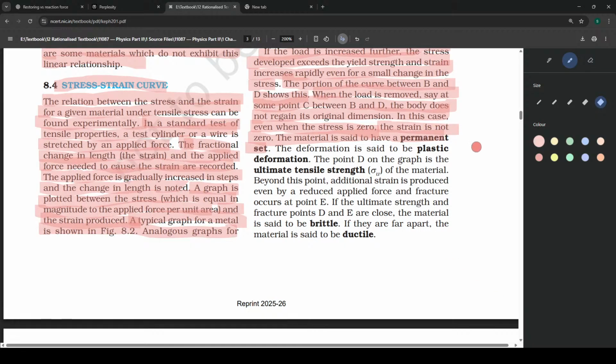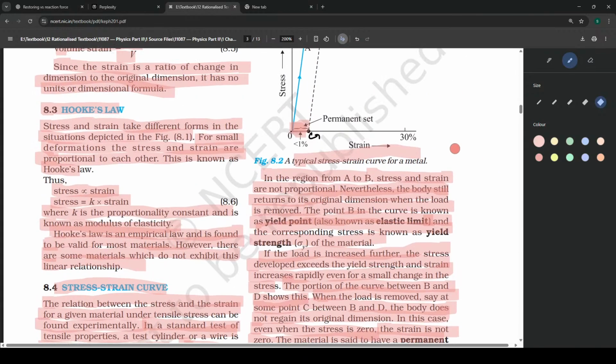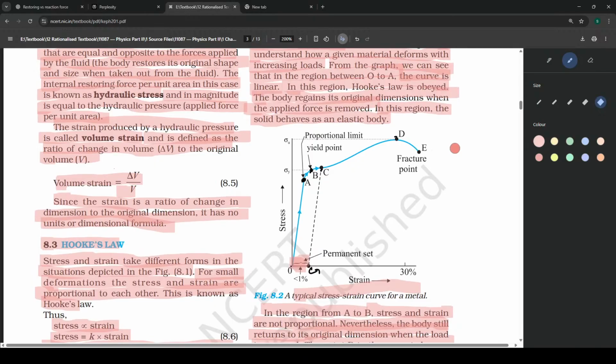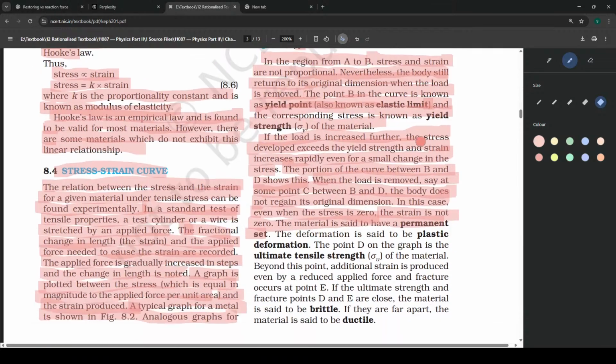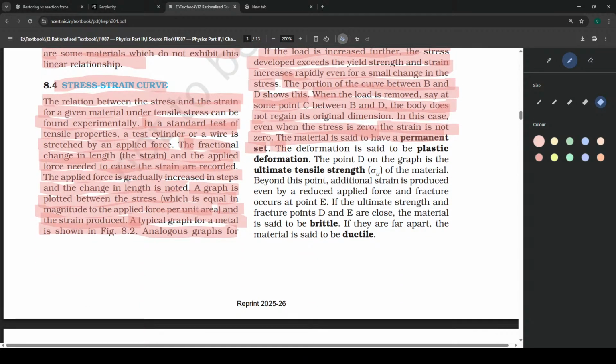Even when stress is zero, the strain is not zero, because even though we remove the applied force, the deformation will not go back. So the strain will remain, because strain is change in dimension to original dimension. There is a change in dimension induced, it will still stay there even though the applied force is removed. This is a permanent set. The deformation is said to be plastic deformation.